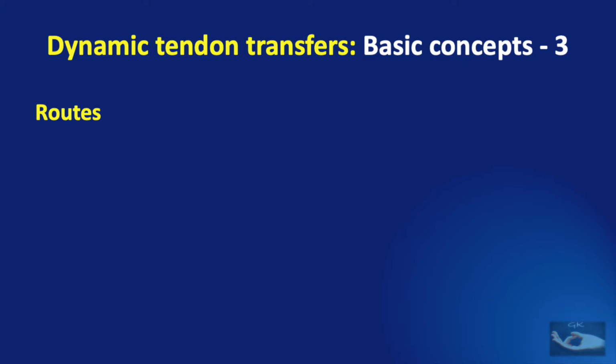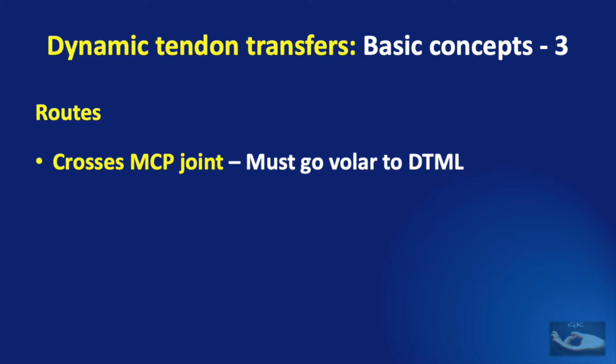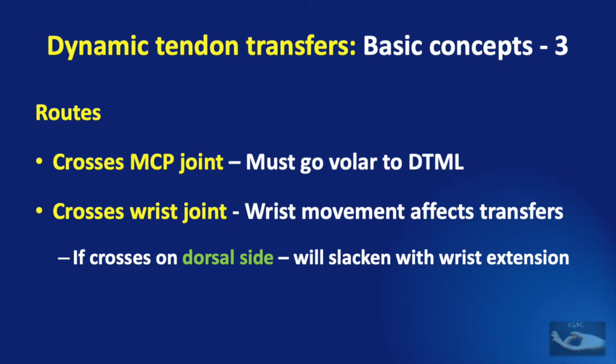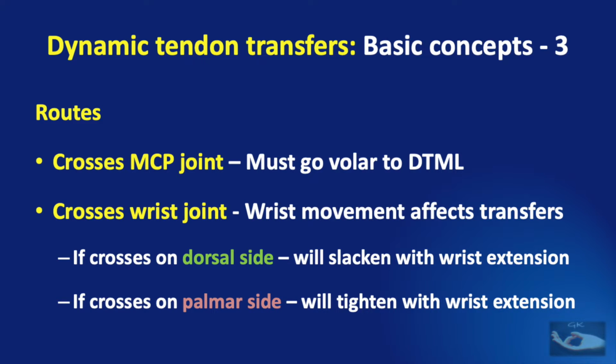And as far as the routes that these motors are going to take are concerned, there are only two important points. The tendons may cross the metacarpophalangeal joint, in which case they must go volar to the deep transverse metacarpal ligament, as we need to achieve flexion at the metacarpophalangeal joint. If the tendon has to cross the wrist joint, we need to remember that wrist movement affects transfers, because if it crosses on the dorsal side, it will slacken with wrist extension, and if it crosses on the palmar side, it will tighten with wrist extension.